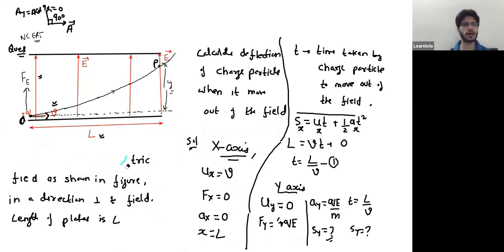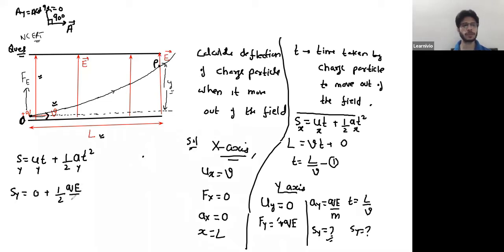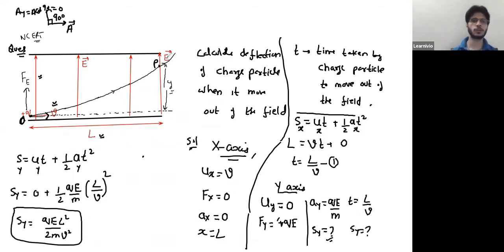So to get displacement along y-axis, we can use the second equation of motion, S is ut plus half at square. You can use this equation. When you're using this equation along y-axis, just write y. So what is Sy? Sy is something which we have to calculate. Uy is 0. It's plus half Ay, which is QE by m, and then this is t, t is L by V, whole square. So this is the deflection: QE L square by 2mV square. This is the displacement along y-axis.